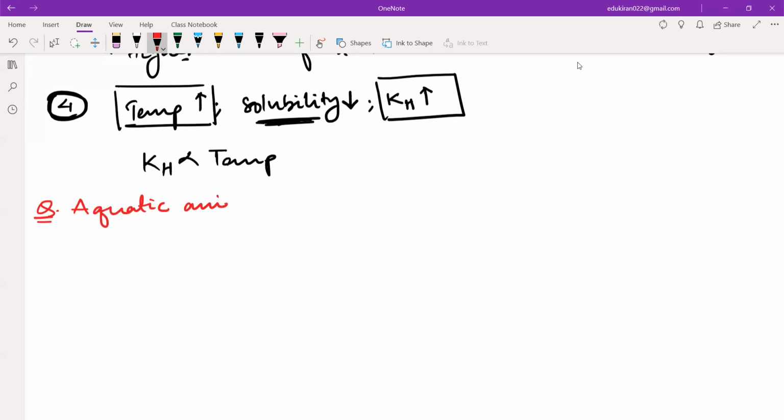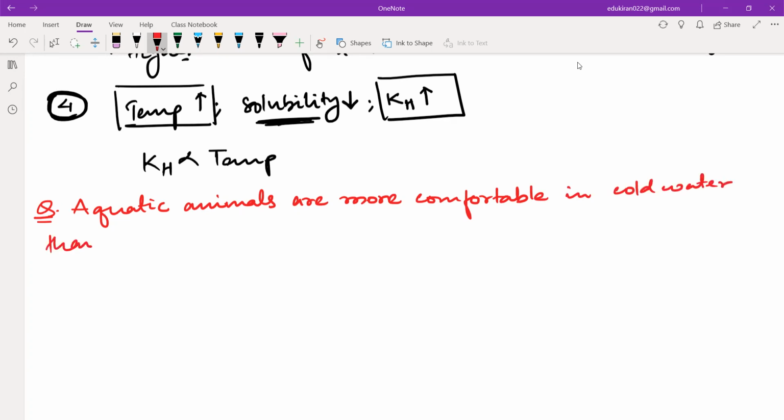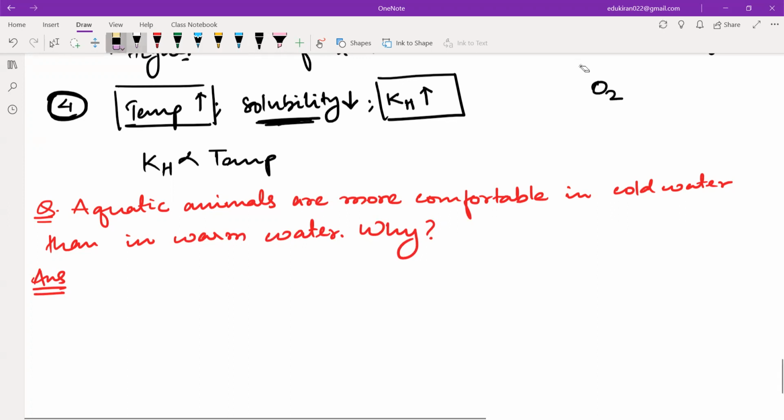Aquatic animals are more comfortable in cold water than in warm water. Why? So essentially, in this question, the question is not asking about the comfortability of aquatic animals in warm or cold water. They are asking about the solubility of O2.